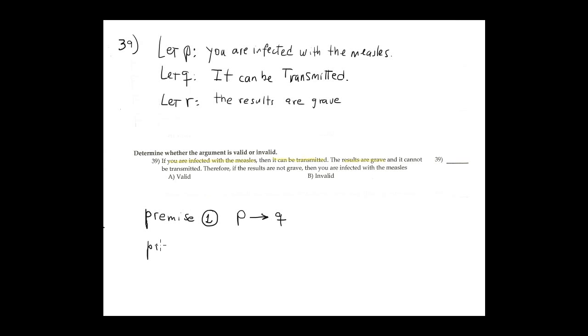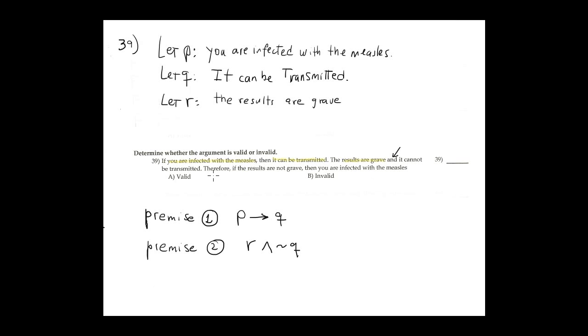Now the premise number 2. This is a conjunction. How do you know? Because of the results are great, and you can see the word "and" indicating conjunction: R and the negation of Q, it cannot be transmitted.